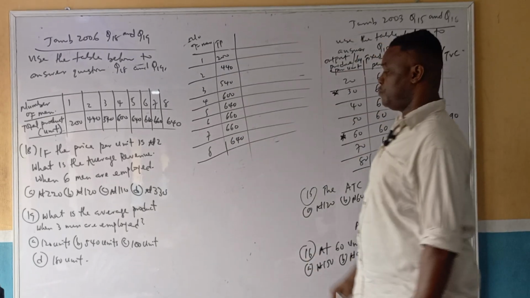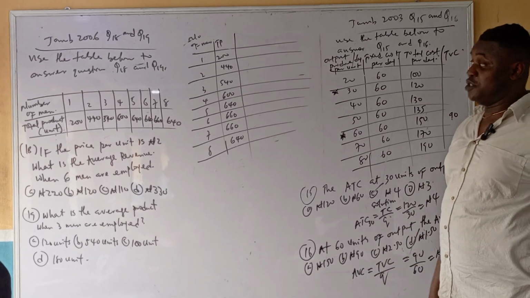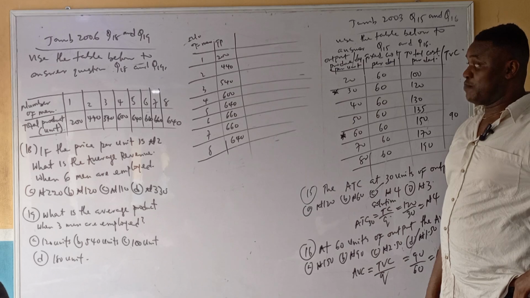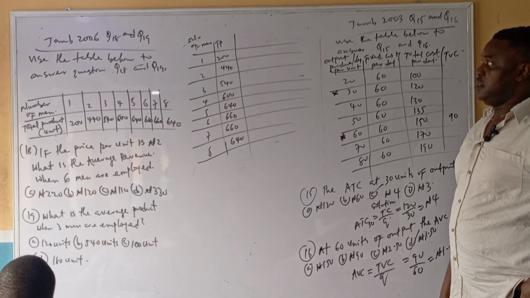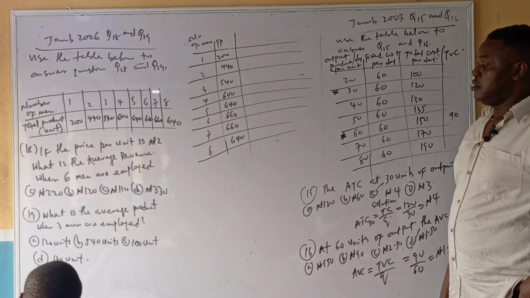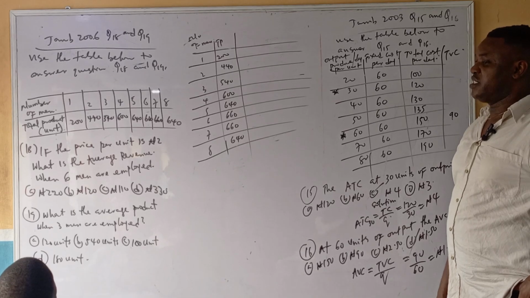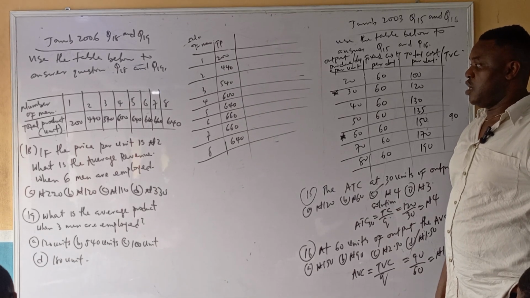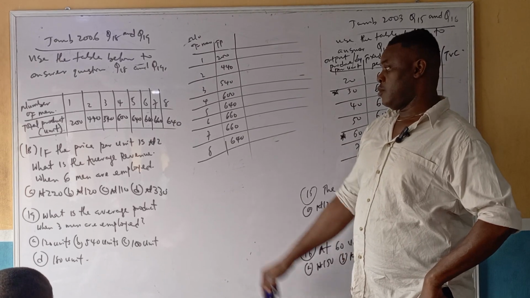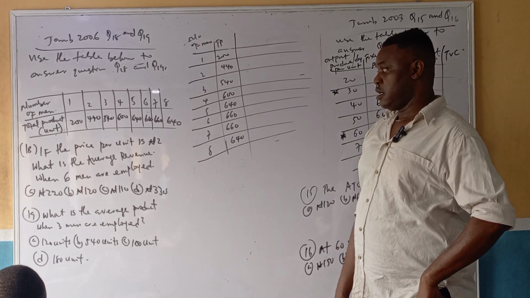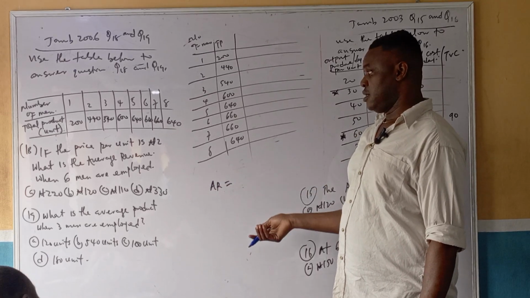Let's read the question together. If the price per unit is 2 naira, what is the average revenue? They know that you will need that information, that's why they give you the price per unit. What did they ask you to find? What is the formula for average revenue? Don't have formula, don't go near it.